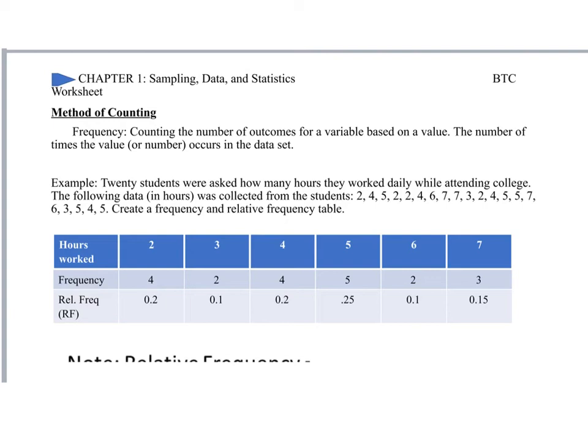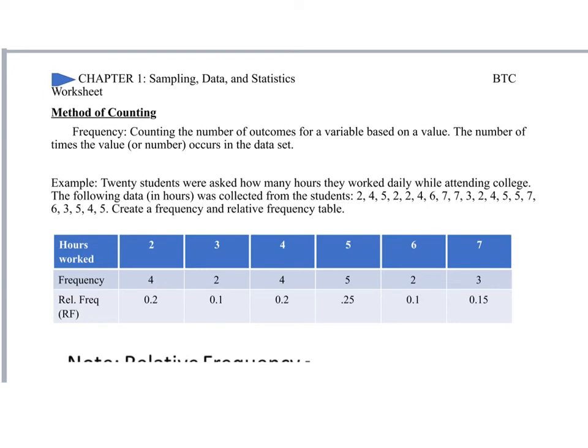The final thing that we're going to talk about in this chapter is the method of counting. So the frequency is counting the number of outcomes for a variable based on a value, the number of times the value or number occurs in the data set. In our first example, 20 students were asked how many hours they worked daily while attending college. The following data in hours was collected from students: 2, 4, 5, 2, 2, 4, 6, 7, 7, 3, 2, 4, 5, 5, 7, 6, 3, 5, 4, 5.